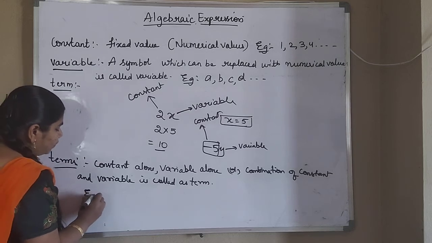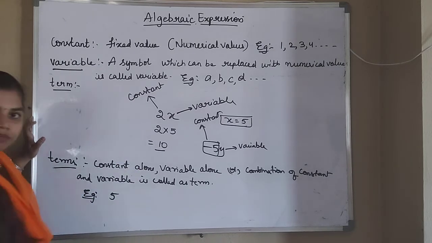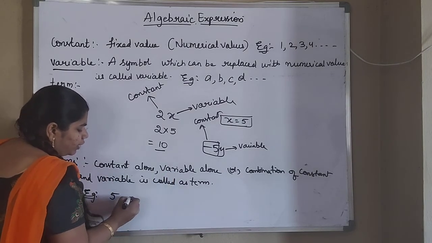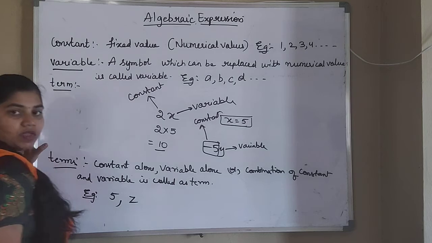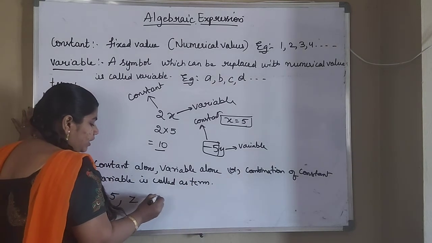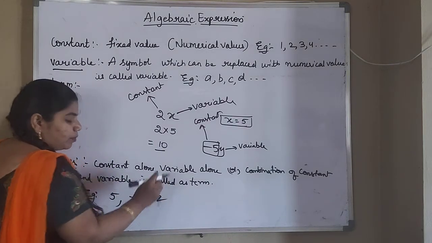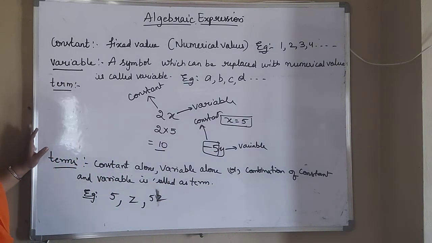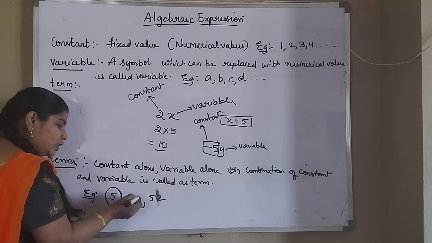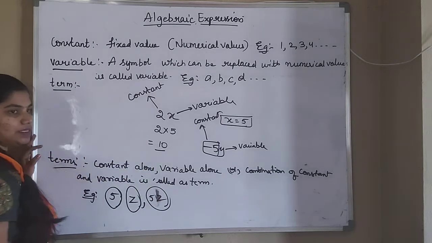So for example, we will take 5. 5 is a constant number. And variable alone, it should be only a variable. I am taking it as z. And the combination of these two will be 5z. 5x or 5z, a combination of constant and variable. So 5 is also called a term, z is also called a term, and 5z is also called a term.